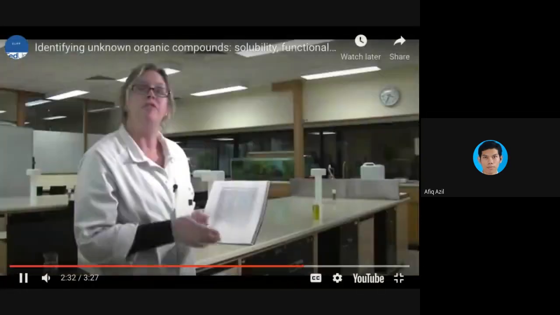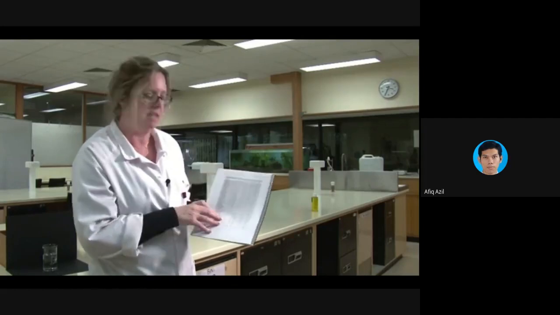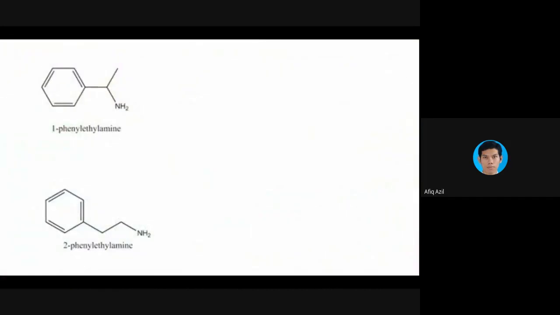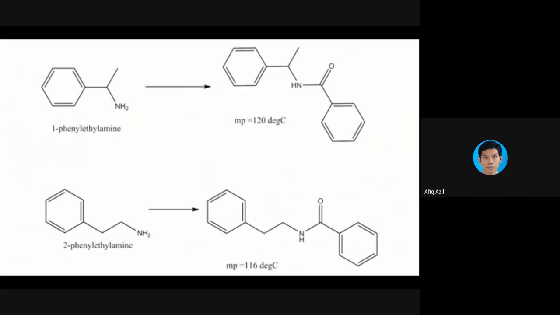molecule. The final step for confirmation is to prepare a derivative from your unknown. You need to choose the derivative that has a melting point that's really different from your starting material, and also really different from other derivatives. For example, if you weren't sure whether you had 1-phenylethylamine or 2-phenylethylamine, if you made the carbamide derivative, they only have a difference of 4 degrees in melting point, so you still won't be able to tell those apart. Make sure the derivative you choose has a very different melting point.